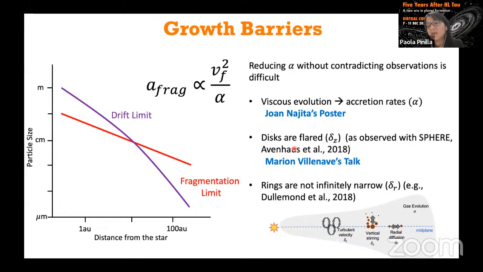So what we did was to disentangle the 4 alphas that influence the evolution: the gas alpha viscosity, the radial diffusion, the vertical settling, and the turbulent velocity, to see, if we have low fragmentation velocities, what combination of these parameters helps to grow pebbles and trap particles.